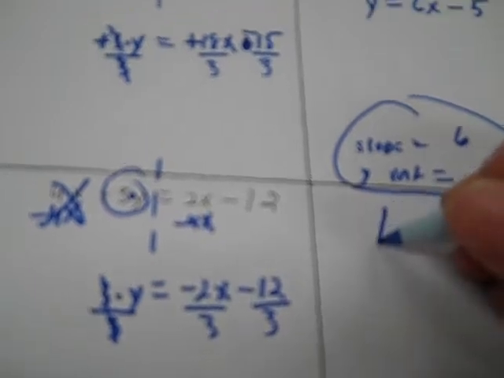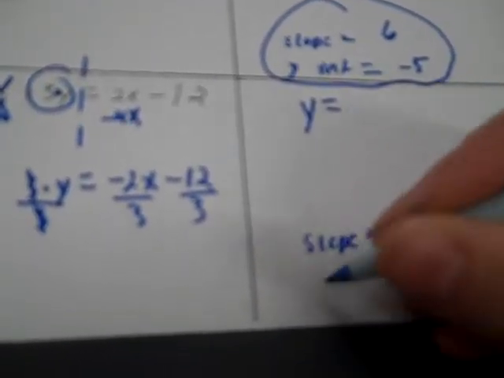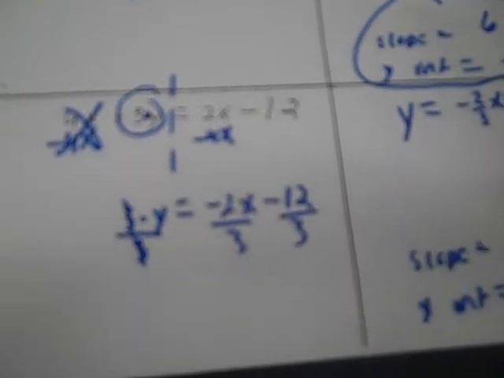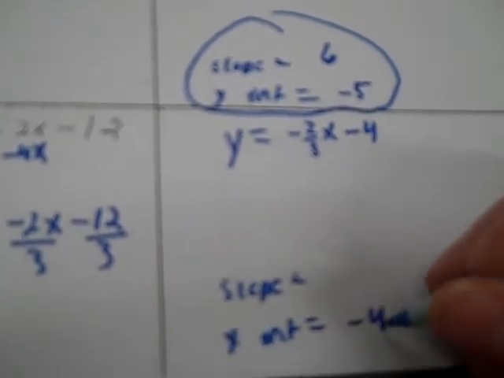So y equals, you got to find your slope and your y-intercept. Okay, negative 2 divided by 3 is a decimal, so I leave that as negative 2/3 x. Negative 12 divided by 3 is negative 4, so I put minus 4. So the y-intercept would be negative 4, and my slope would be negative 2/3.